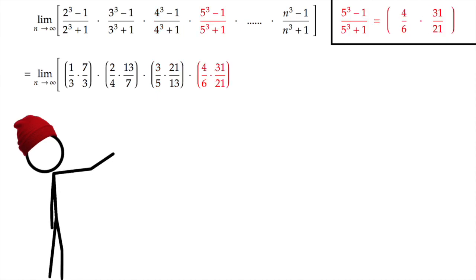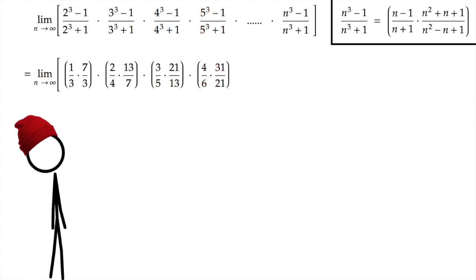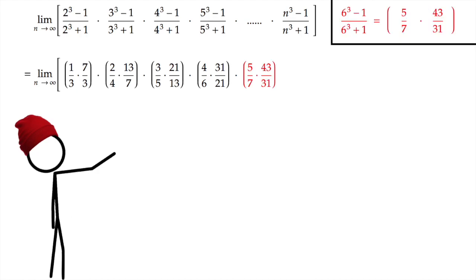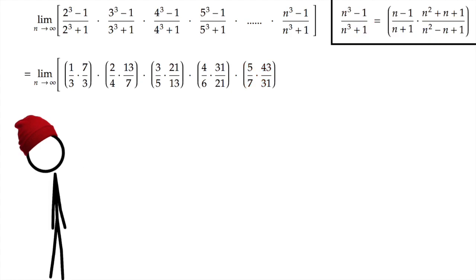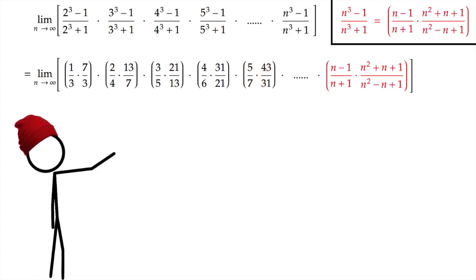Okay, and we do it again for n equals 5. For n equals 5, we get 5 cubed minus 1 over 5 cubed plus 1 equals 4 over 6 times 31 over 21. And you know what, let's just do one more term as well. N equals 6. Turns out to be 5 over 7 times 43 over 31. Okay, and of course it keeps going all the way up to the nth term, which is n minus 1 over n plus 1 times n squared plus n plus 1 over n squared minus n plus 1.